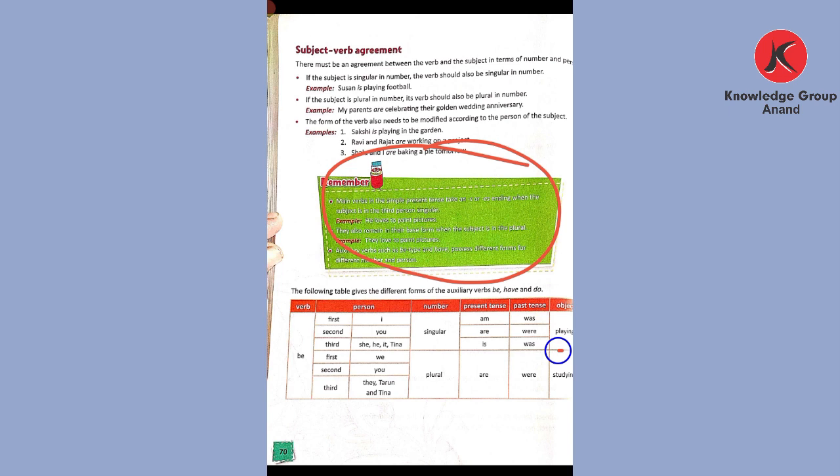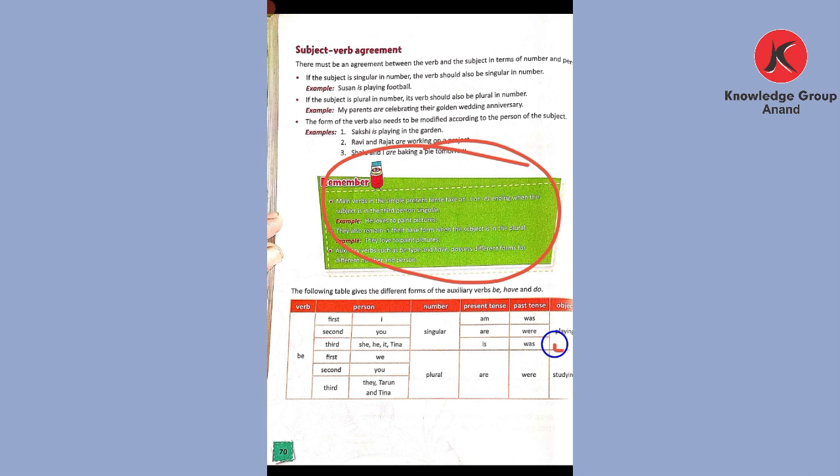Main verbs in the simple present tense take an s or es ending when the subject is in the third person singular. This I have already taught you. If the subject is in the third person singular, we take s or es. Example, he loves to paint pictures. The second point is that they remain in their base form when the subject is plural. When the subject is plural, it remains in its base form. That means we need not add s or es.